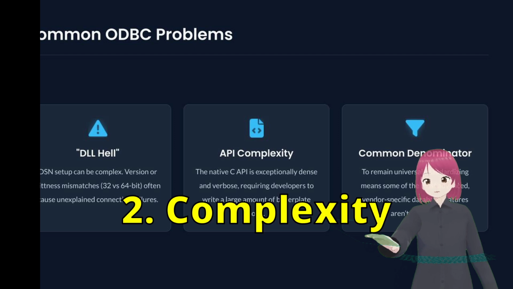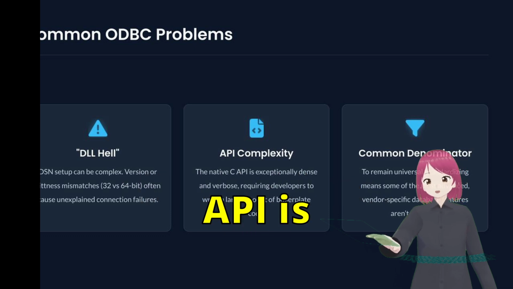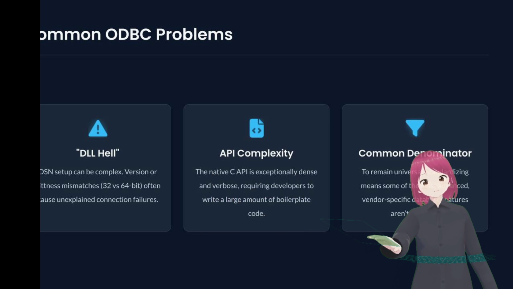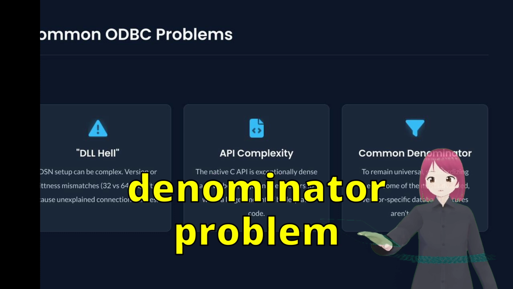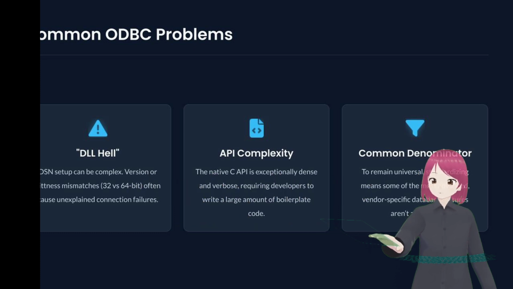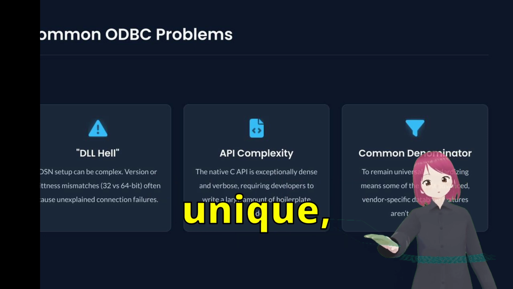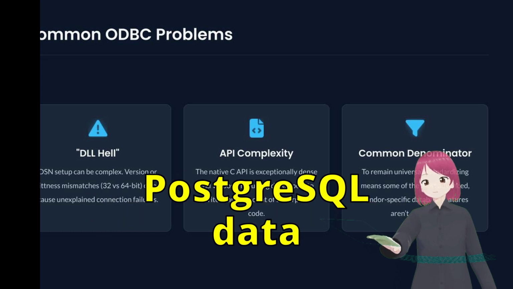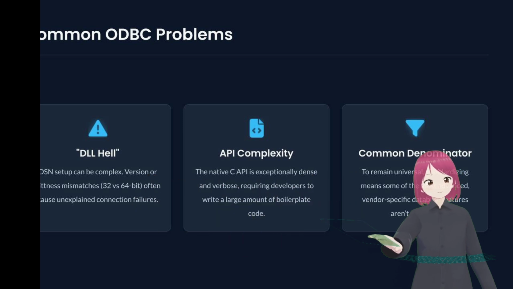2. Complexity. Because it aims to be all things to all databases, the API is incredibly dense. It requires a lot of boilerplate code to do even simple tasks. 3. The least common denominator problem. Because ODBC targets a standard, sometimes the unique, high-performance features of a specific database, like a specialized PostgreSQL data type, aren't supported by a generic ODBC driver.